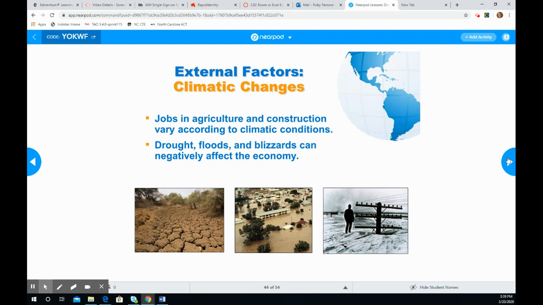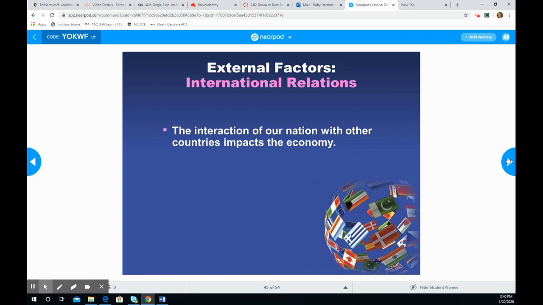Also climate changes. Jobs in ag and construction vary because of weather conditions. You could have droughts, floods, blizzards, anything that's going to negatively affect the economy. So let's think about international relations. The interaction of our nation with other countries will impact our economy. Us connecting with people across the globe is also going to play a factor in our economy.